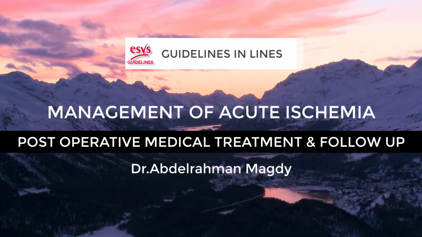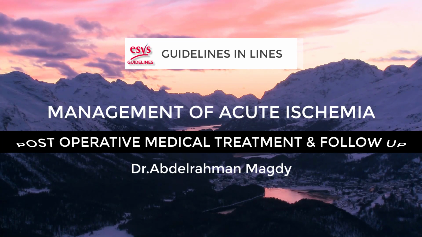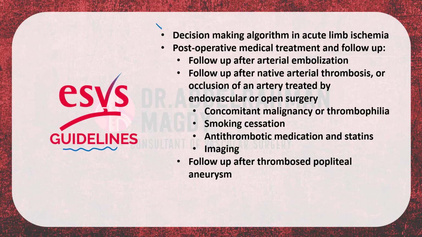We are continuing the European Society of Vascular Surgery guidelines for the management of acute limb ischemia, and today we'll discuss the last point in the specific considerations, which is a summary of what we said before and the decision-making algorithm in acute limb ischemia. Then, what about the post-operative medical treatment and follow-up? What is the follow-up after arterial embolization? What is the follow-up after native arterial thrombosis or occlusion of an artery treated by endovascular or open surgery? And what is the follow-up after thrombosed popliteal artery aneurysm?